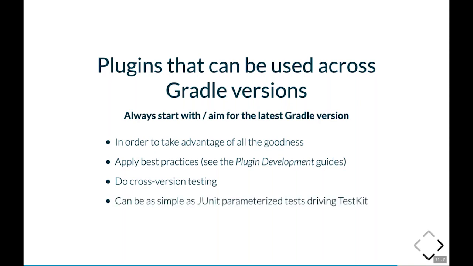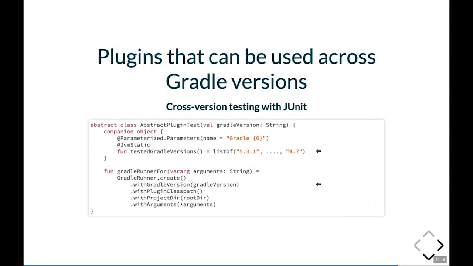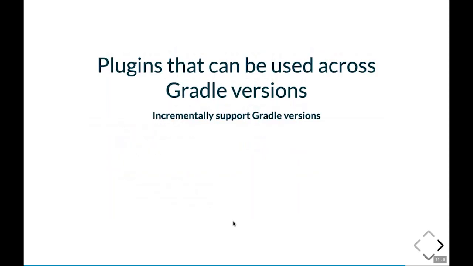That can be as simple as a JUnit parameterized test. This is just a quick example. It's in Kotlin, but you should get the idea. If you look at the two arrows on the right, there is the list of Gradle versions tested, and this is using the Gradle TestKit, which is a way to integration test Gradle plugins. You set the version, and that's it. With that in place, you can incrementally support Gradle versions: you start with the latest, make it work, and then you add a Gradle version to the test matrix.